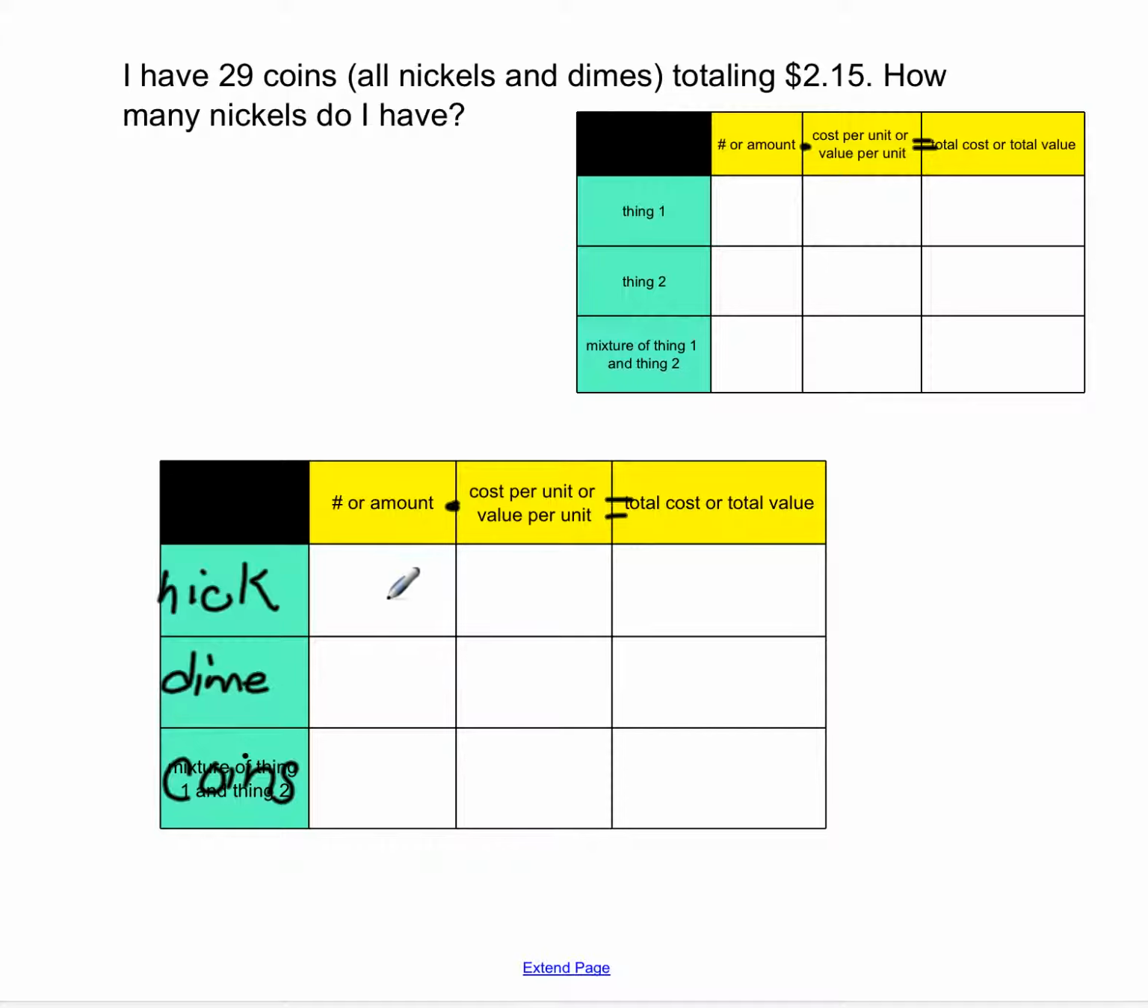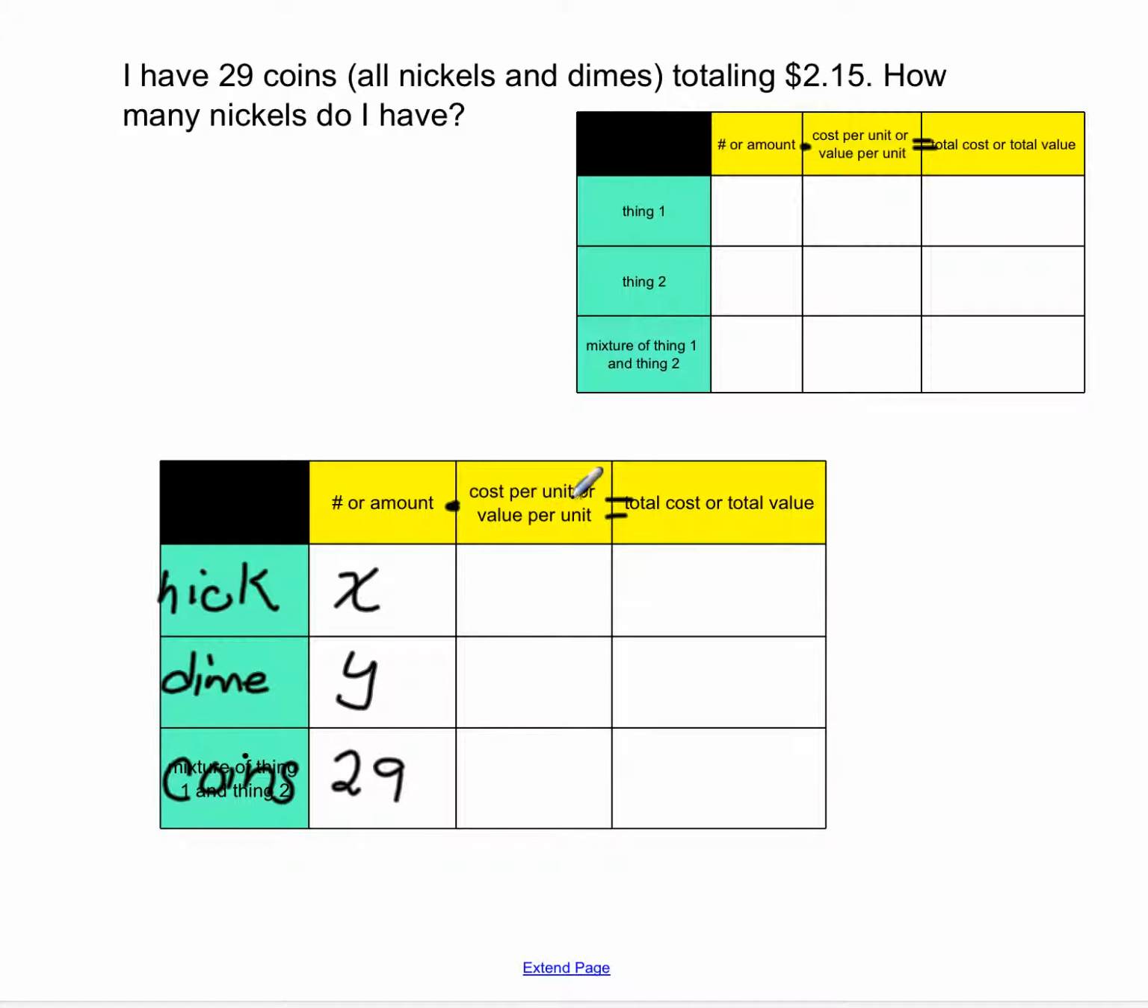Okay, so how many nickels do I have? I don't know. I've got 29 coins, but I don't know how many nickels and I don't know how many dimes. So guess what? X, Y. And how many coins? 29. Okay, hopefully that seems understandable to you.